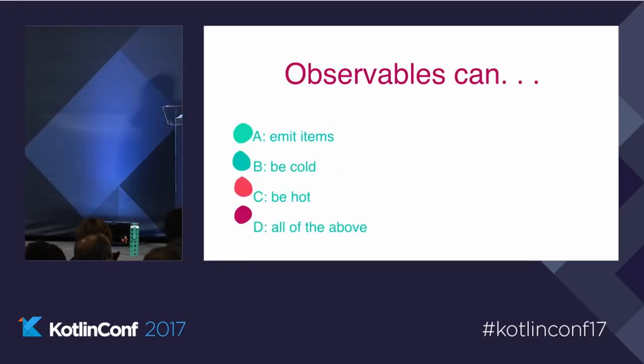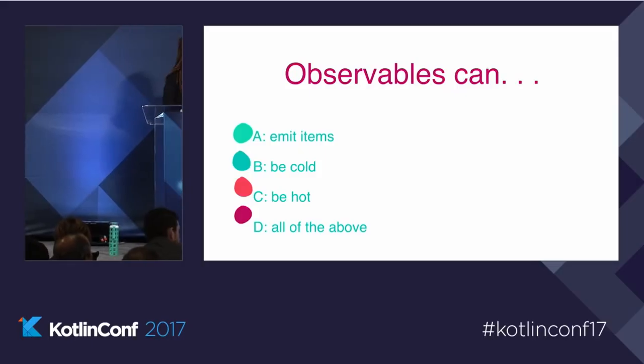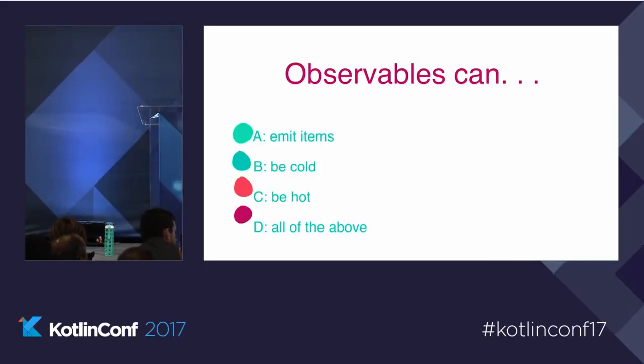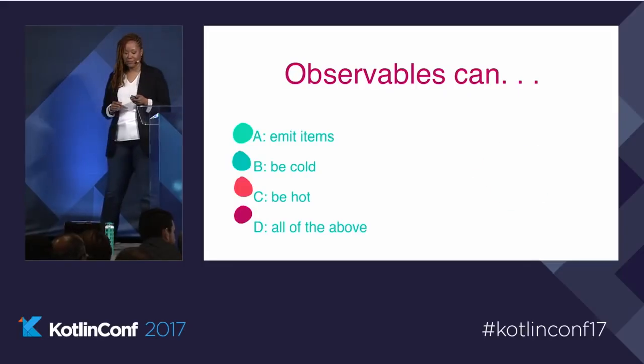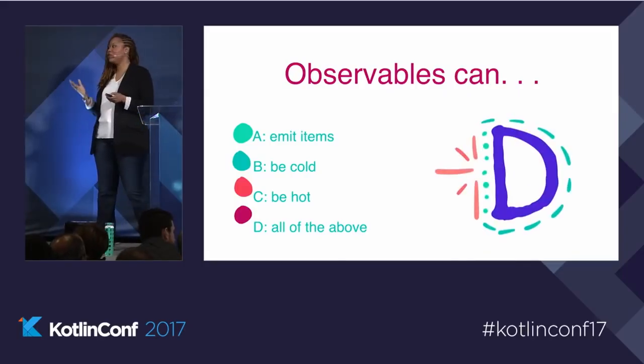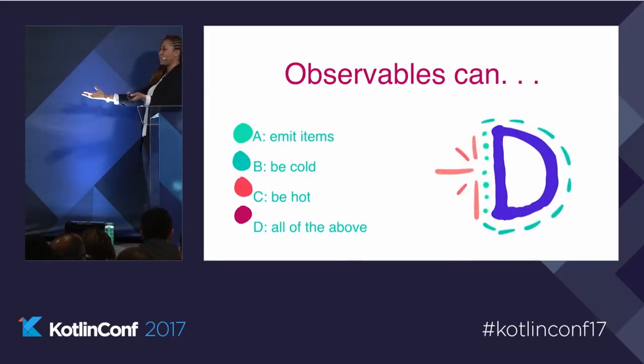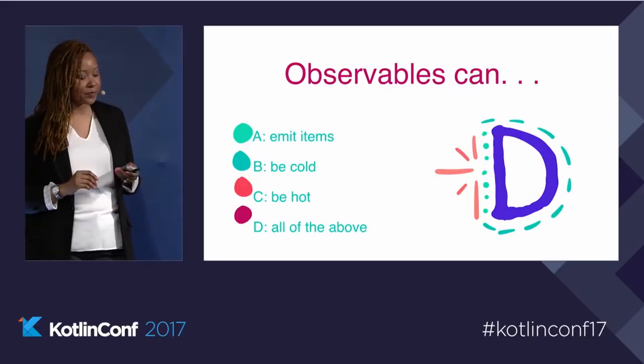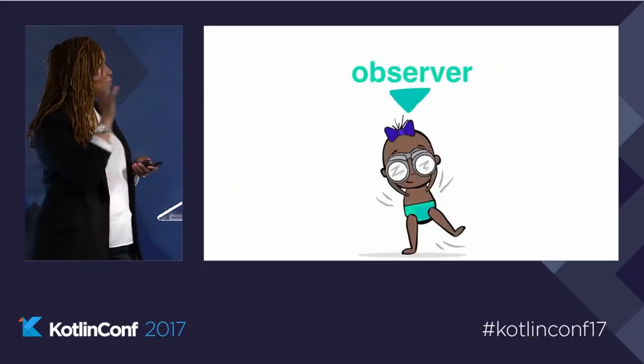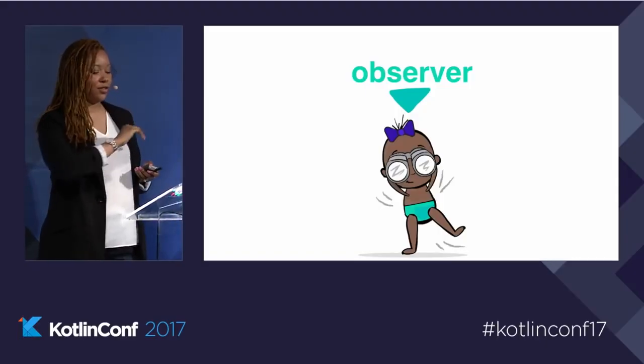Observables can A, emit items, B, be cold, C, be hot, or D, all of the above. Yes, D. I want you to feel smart, okay? I'm doing this for you, all right? Okay, great, yes. Observables can do all of these things, and that's why it's a key aspect of programming with RxJava. So this time, we're going to move on to talk about the observer.